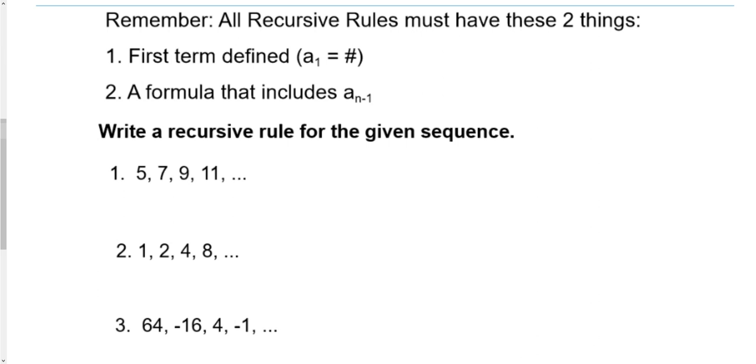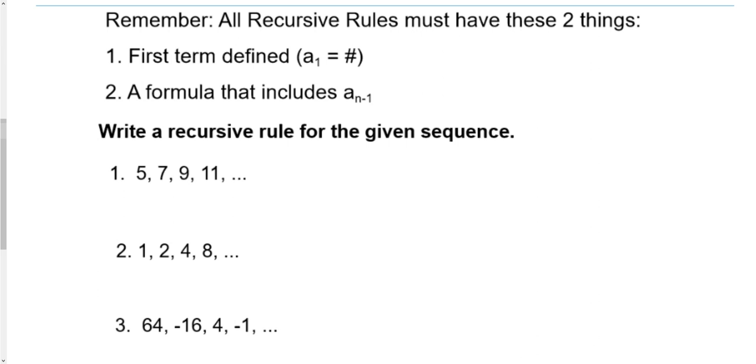Arithmetic, the way you get to the next number is by either adding or subtracting the same amount each time. Geometric means you have to multiply by the same amount each time to get to the next term. So this one is going to be arithmetic because it looks like you're just adding 2.